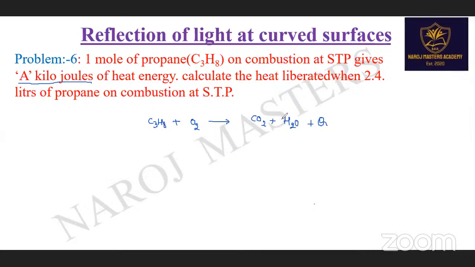So if you place 4 here, 4 hydrogens, 8 hydrogens. Carbon, 3 carbons, so place 3 here. 3 carbons. Then oxygens, 6 here and then place 3 here, 5 here. 10 plus 6 plus 4, 10. Now it is balanced. So 1 mole of propane means this total amount is known as 1 mole.